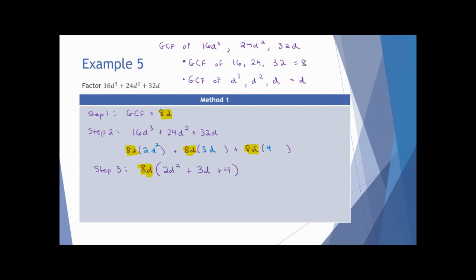So that's method 1. The hardest part is step 2, where you're trying to figure out what I have in blue. You're figuring out those parentheses parts and figuring out what do I have to write there. That's the hardest part, I think, to do in your head.